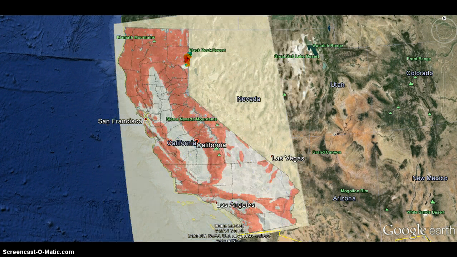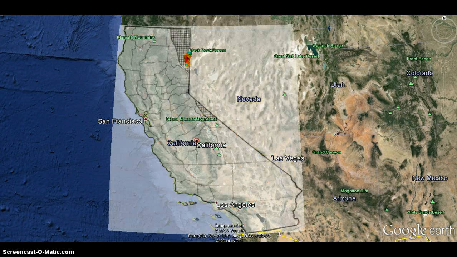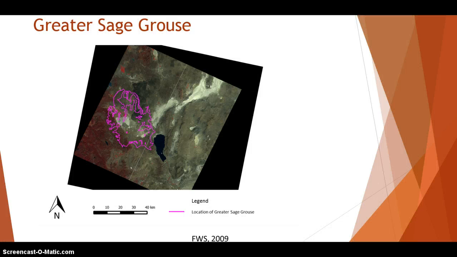Deer will have also been affected by the fire, as shown. Finally, pygmy rabbits, which are an endangered species, have habitats where the fire burnt. This slide shows part of the greater sage grouse habitat for the year 2009. The Rush Fire burn extent is shown. There is habitat loss as a consequence of the fire.